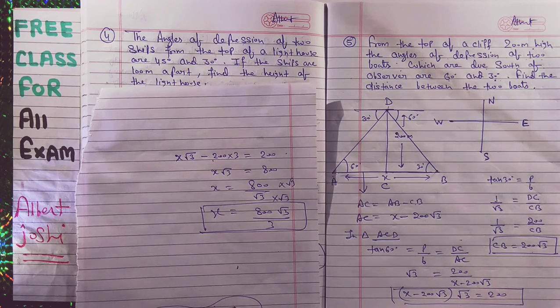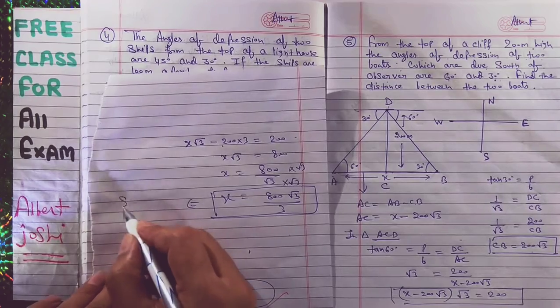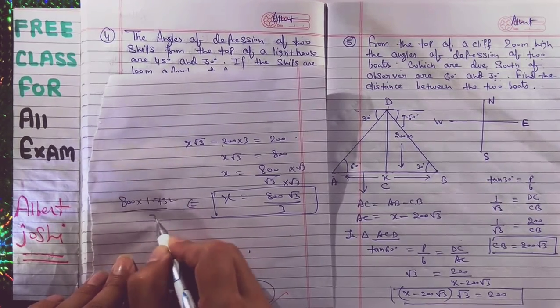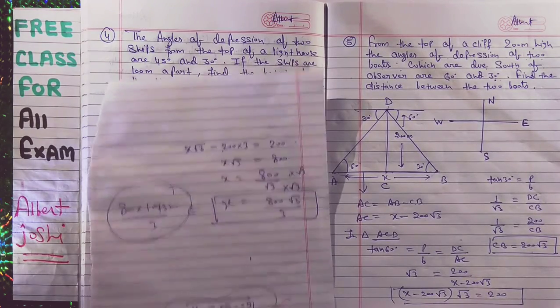I think that you understand. Also, you can solve it like this if you have any problem. So 800 into 1.732 upon 3. Okay, no problem. This is your answer. So I hope you understand.